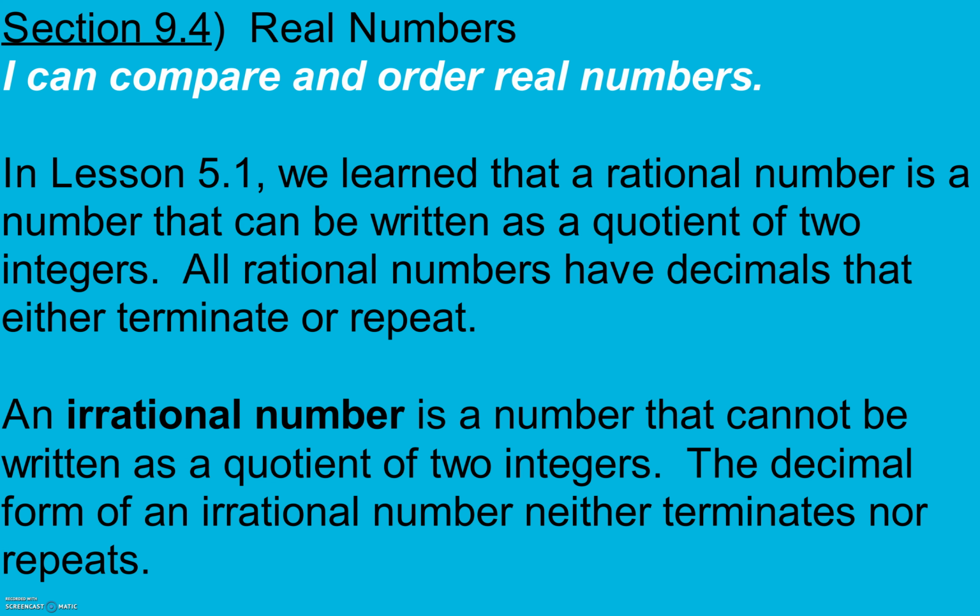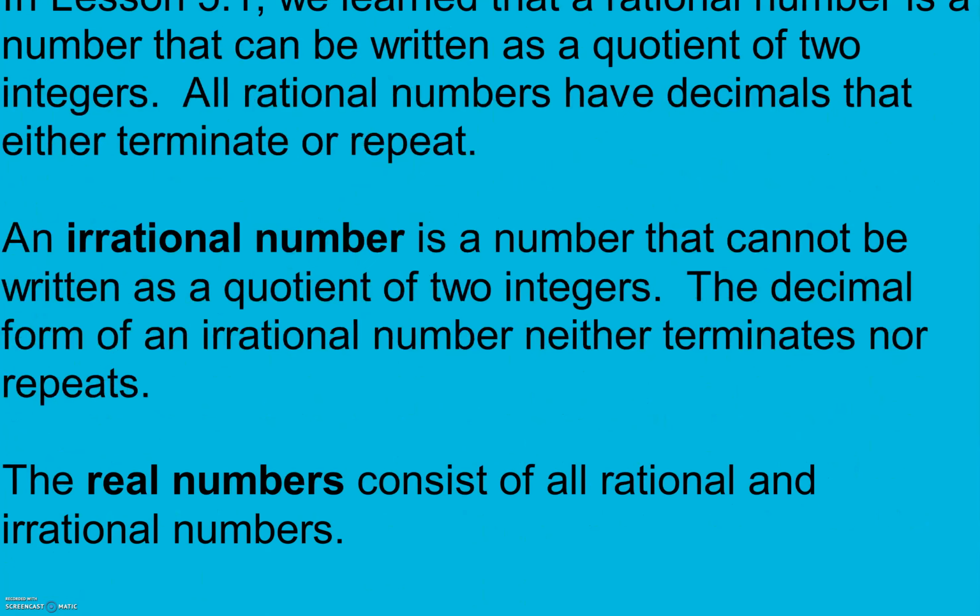In lesson 5.1, we learned that a rational number is a number that can be written as a quotient of two integers. All rational numbers have decimals that either terminate or repeat. An irrational number is a number that cannot be written as a quotient of two integers. The decimal form of an irrational number neither terminates nor repeats.